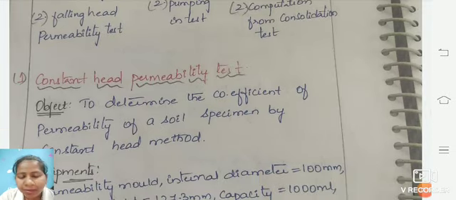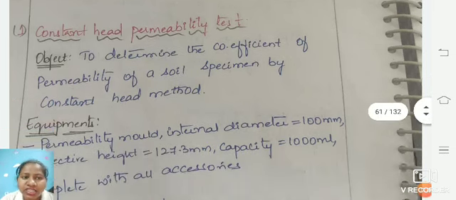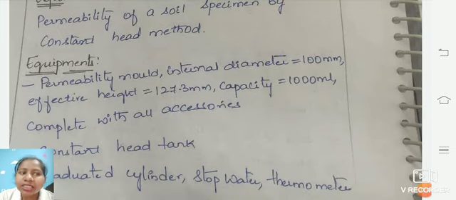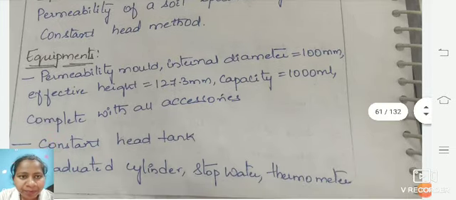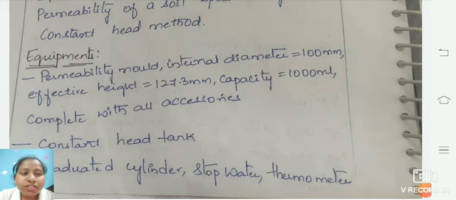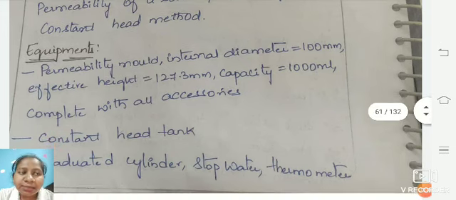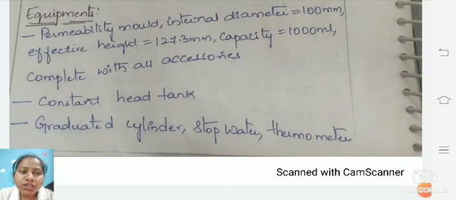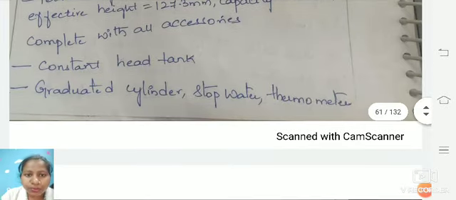How is this constant head permeability test done? The name itself indicates that the soil specimen is under a constant head. What equipment is to be taken into consideration? The permeability mold with an internal diameter of 100 mm, an effective height of 127.3 mm, and a capacity of 1000 ml, completely with all the accessories, a constant head tank, a graduated cylinder, and a stopwatch and thermometer for doing the test.